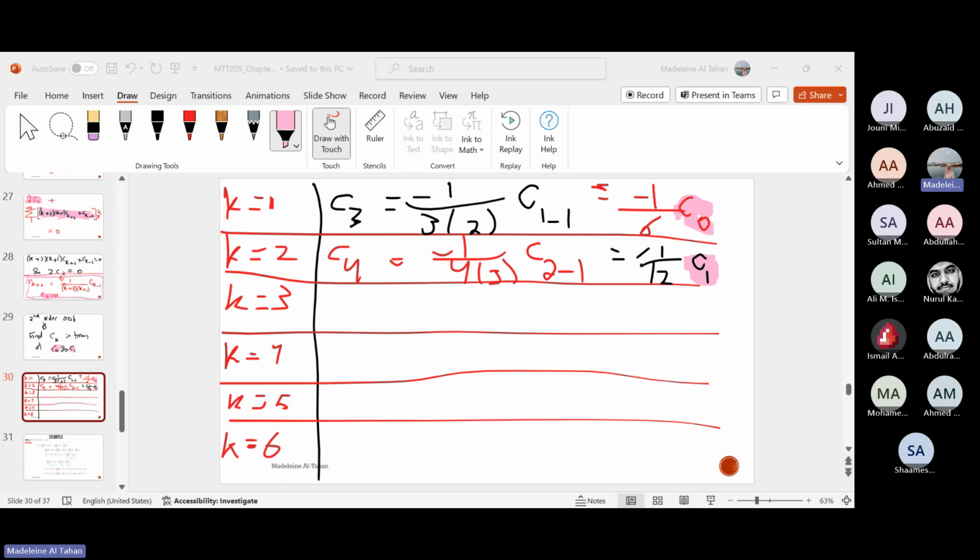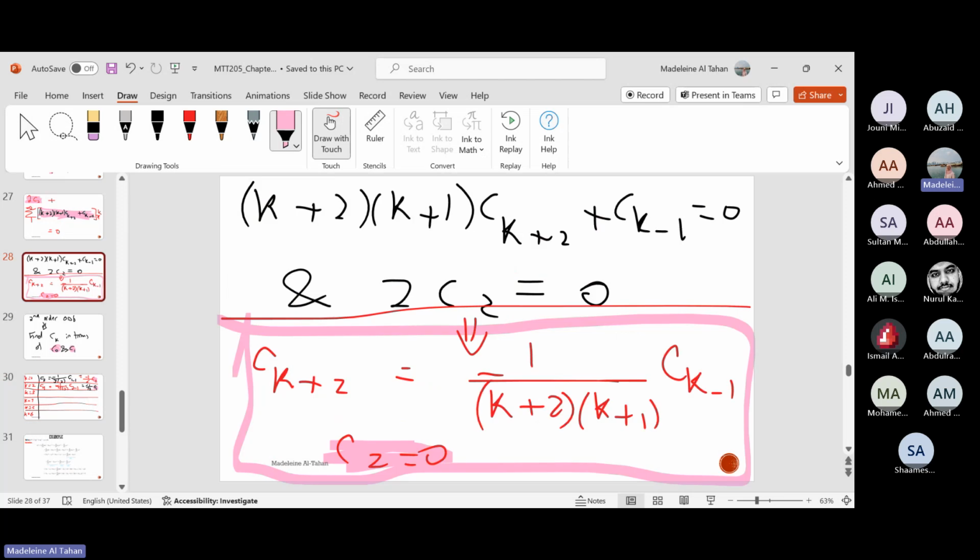If your name starts with A, find c5, and if it doesn't start with A, find c6. I'll give you a couple of minutes and then we will discuss. Again, this is the relation: c_{k+2} equals negative 1 over (k+2)(k+1), c_{k-1}. The A's start with k equal 3 and the rest start with k equal 4.